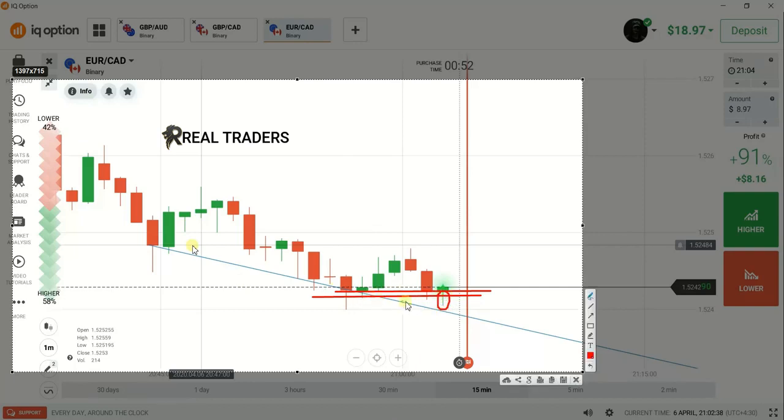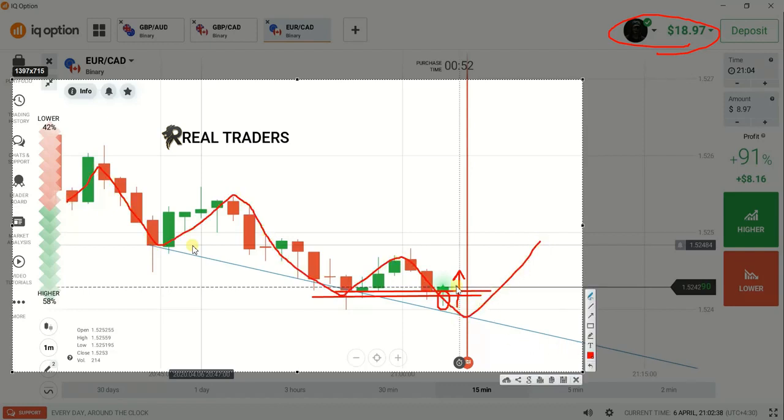There is a level. People place the higher option, they will lose and the candle will close as a bearish candle, and they think the market is different in a real account, but it is not different. You don't know some small points in the market. You don't watch this movement in the market.